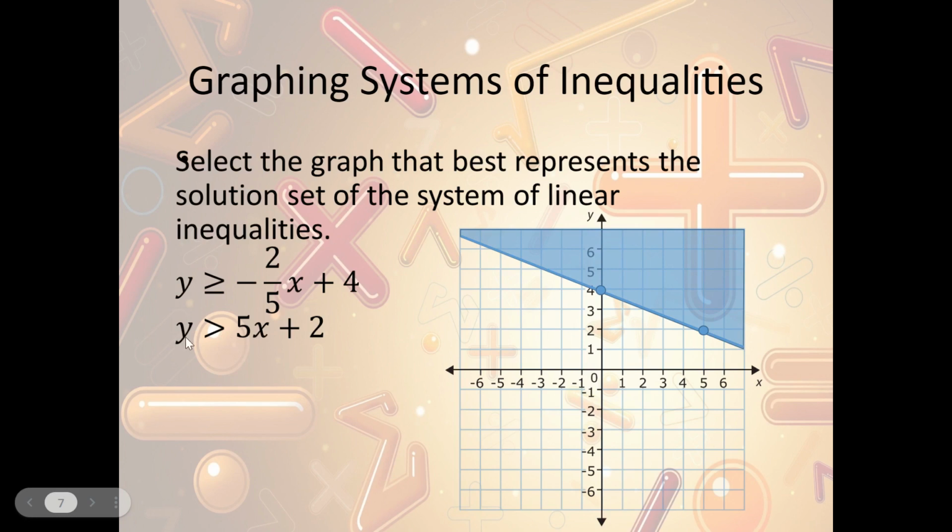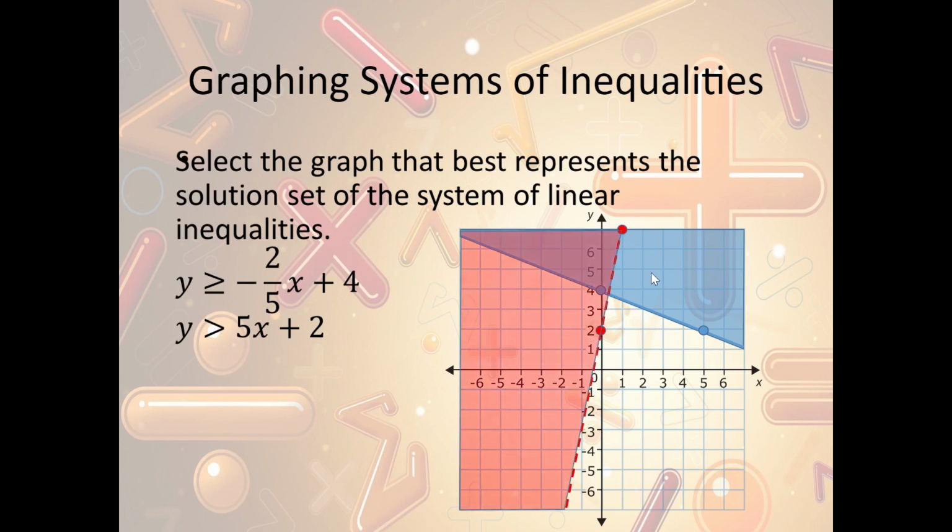Our second one says y is greater than 5x plus 2. So our y-intercept is 2, so we're going to go ahead and plot that point at 2. And our slope is 5, so we're going to go up 5 to the right 1, right there. They did not add anything extra, so we won't either, so it'll be an open line. And it's greater than, so we'll shade above the line, so we'll shade just like this.